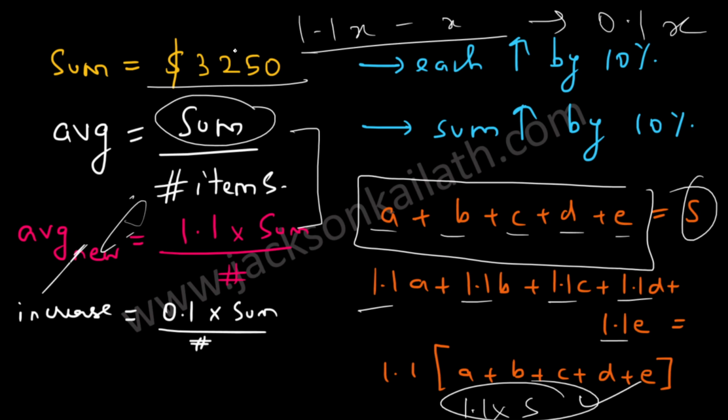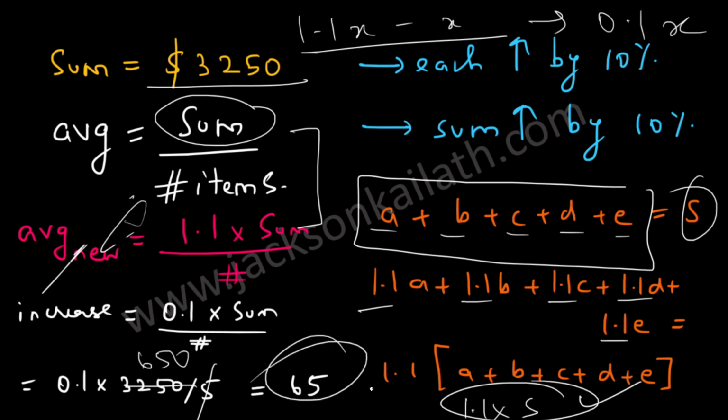And the sum is nothing but 3250 and the number of items is 5. So the required answer is 0.1 into 3250 divided by 5. Now over here you can simplify this, right? This will become 650. So 0.1 into 650 gives you 65 as the answer, and that is answer option E.